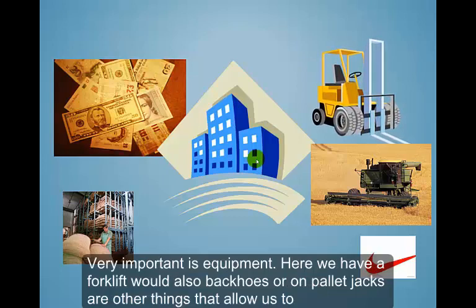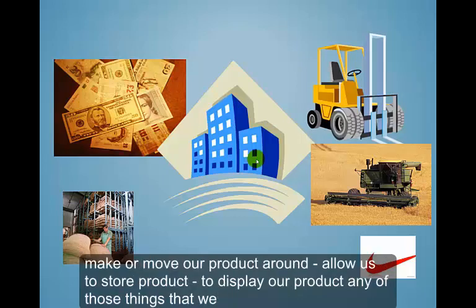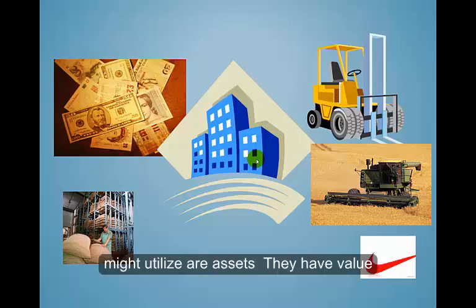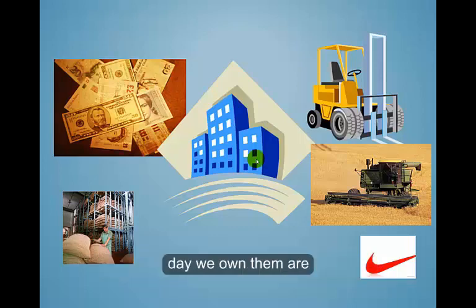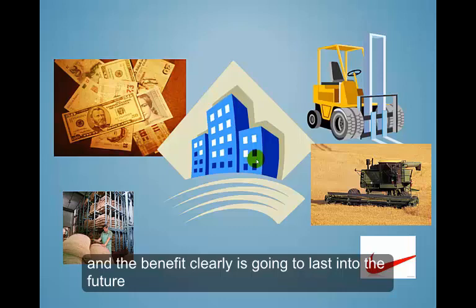Various forms of equipment. Here we have a forklift, but also backhoes or pallet jacks or other things that allow us to move our product around, to allow us to store our product, to display our product. Any of those things that we might utilize are assets. They have value. We own them, or usually own them. Sometimes we control them in the form of a lease, and they are still our asset. And the benefit clearly is going to last into the future.